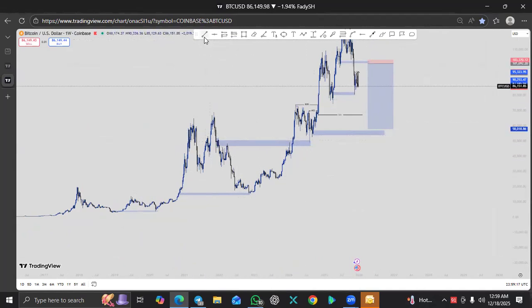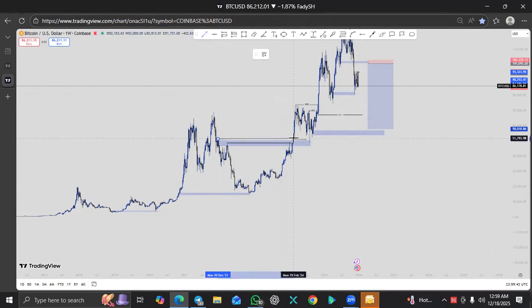This is my inducement here. My inducement. This was my POI. Now this was a double breaker structure. This was the double breaker structure here. Hope everyone can see that. And this is the second one there.